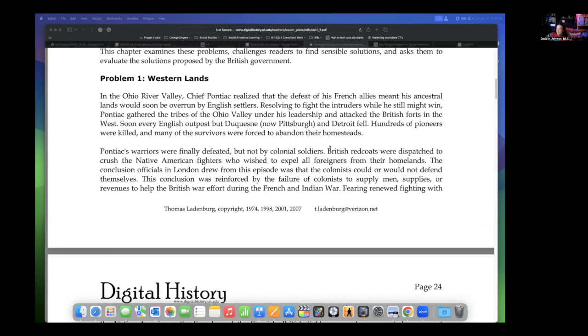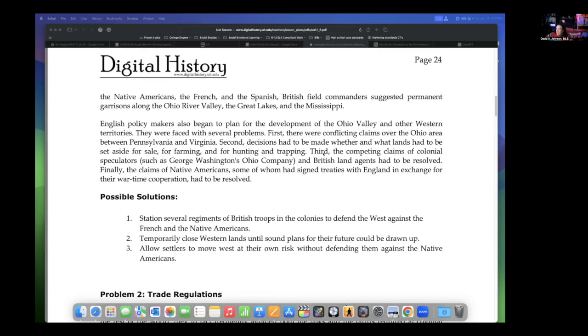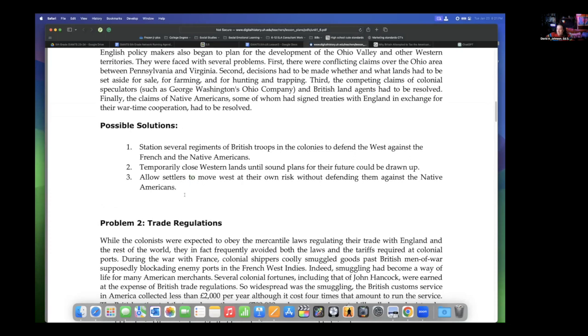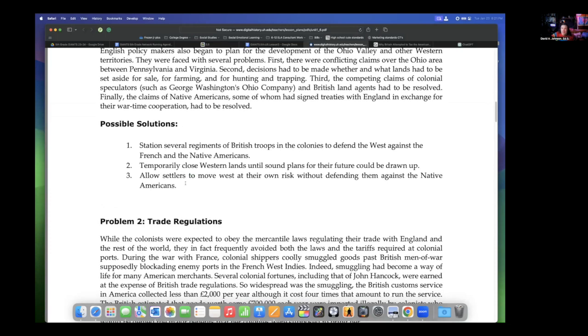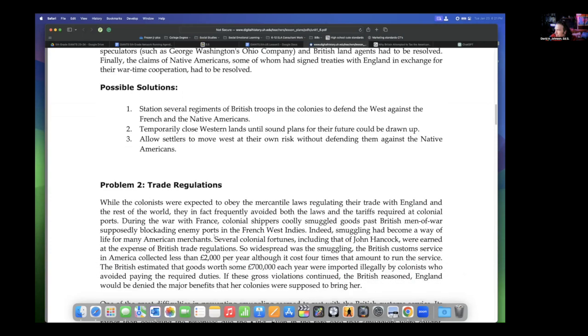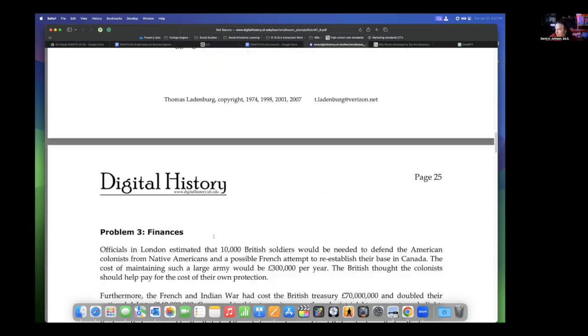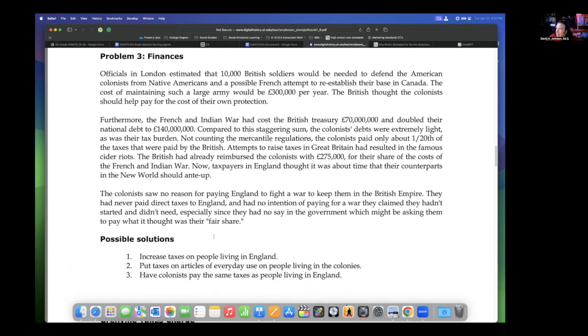But the first problem was what to do with Western lands. They include some possible solutions, but you could have kids, again, when they're thinking about their colony game and their second scenario from Unit 5, these might give them some ideas and clues for directions that they could choose to travel. The second is trade regulations, another major problem that Britain faced after this. And again, we've got some possible solutions, but this is the biggie.